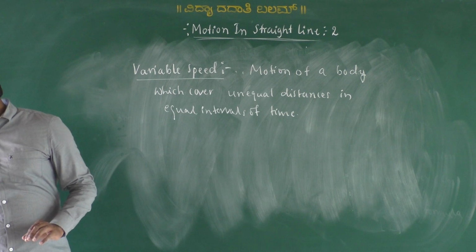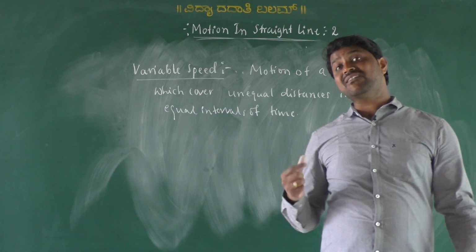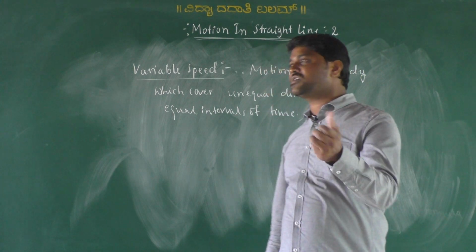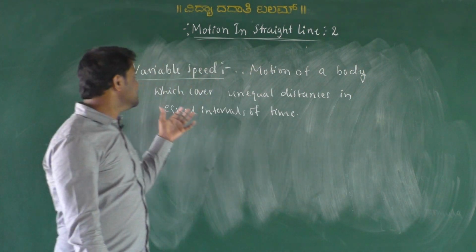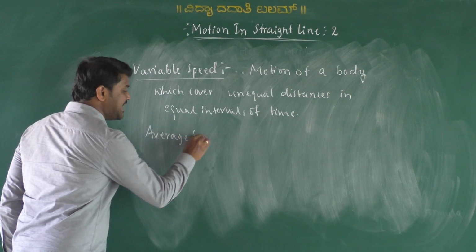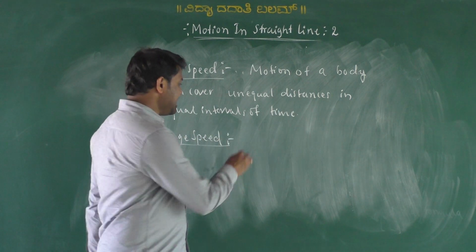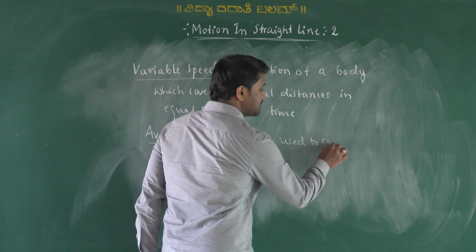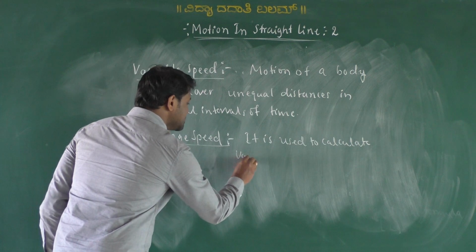ಸೊ ಹಾಗಾದಾಗ ಸರ್ is it possible to calculate? ಸರ್ ವೇರಿಯಬಲ್ ಸ್ಪೀಡ್ ಅನ್ನು ಕ್ಯಾಲ್ಕುಲೇಟ್ ಮಾಡಬಹುದಾ? ಬಿಕಾಸ್ ವಿಚ್ ಕವರ್ಸ್ ಅನ್ಇಕ್ವಲ್ ಡಿಸ್ಟೆನ್ಸ್ ಇದೆ, ಟೈಮ್ ಇಂಟರ್ವಲ್ ಮಾತ್ರ ಸೇಮ್ ಇದೆ, ಇದನ್ನ ಕ್ಯಾಲ್ಕುಲೇಟ್ ಮಾಡಬಹುದಾ? ಆಫ್ ಕೋರ್ಸ್ ಪಾಸಿಬಲ್ ಇದೆ. ಅದನ್ನ ತಿಳ್ಕೋಬೇಕಂದ್ರೆ we need to understand a new definition. That definition is called average speed. ಸರಾಸರಿ ಜವ ಅಂತ ಕರೀತಾರೆ. ಏನ್ರಿ ಸರಾಸರಿ ಜವ ಅಂದ್ರೆ? It is used to calculate variable speed.